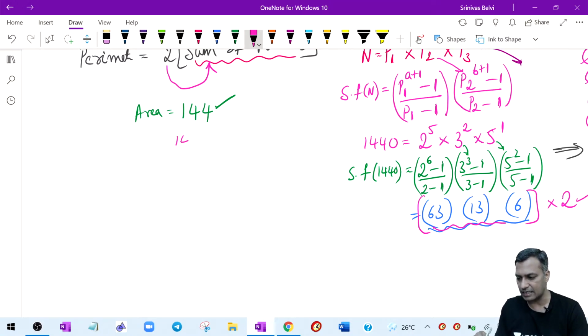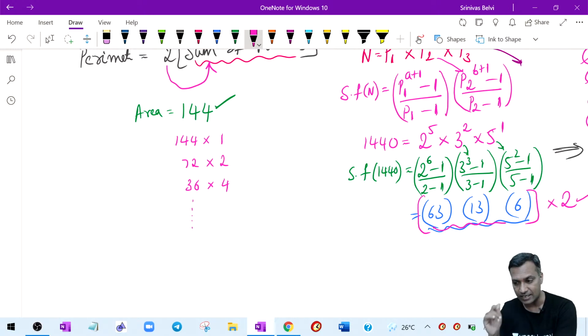I can write it like this: 144 into 1. That's also a rectangle, right? 144 into 1 is a rectangle. 72 into 2 is a rectangle. Likewise, you can keep writing this. You may say, sir, 36 into 4 is another rectangle. No problem. You can keep on doing it.